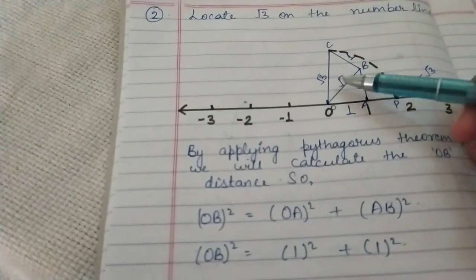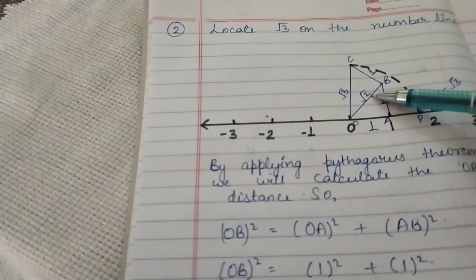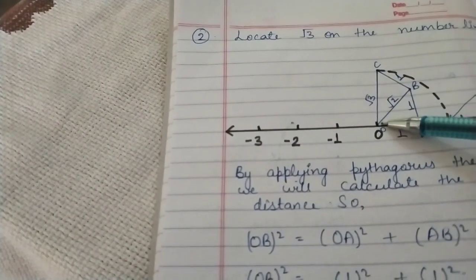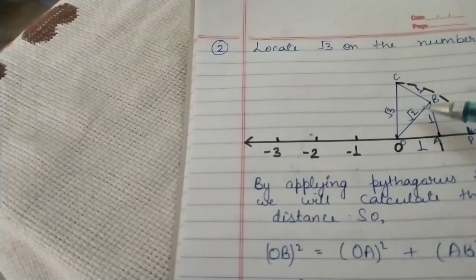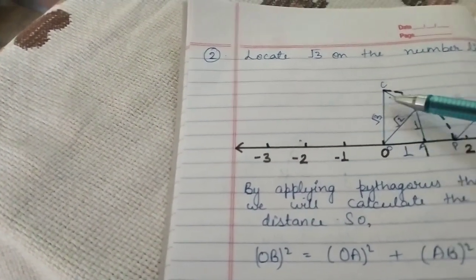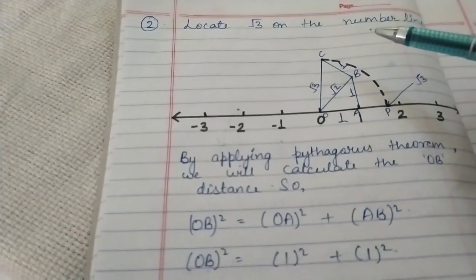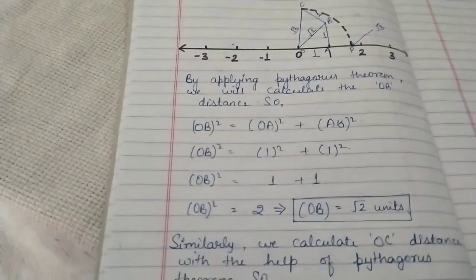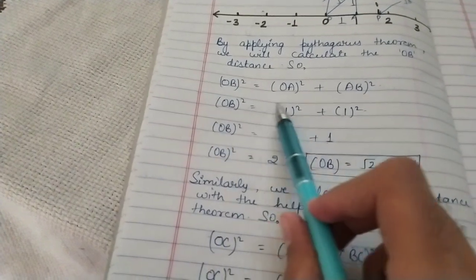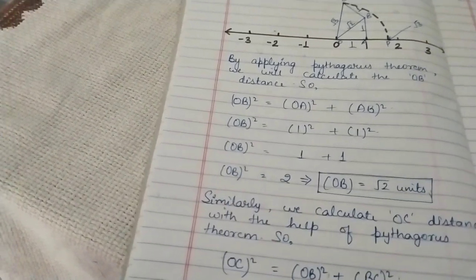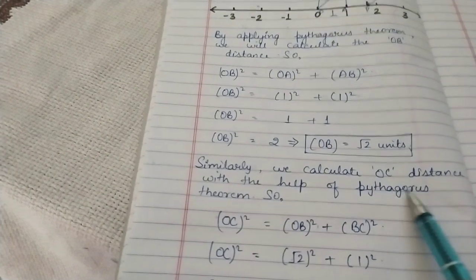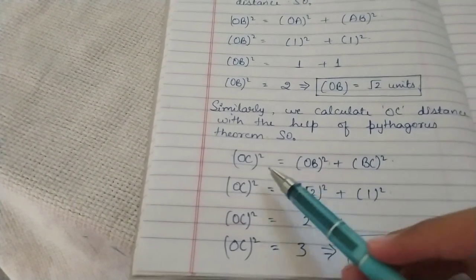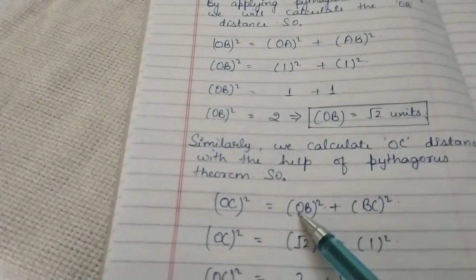Now with the help of Pythagoras theorem, OBC is our right angle triangle. OB is our base, BC is the perpendicular, and OC is our hypotenuse. First we calculated the OB distance previously; similarly we calculate this OC distance with the help of Pythagoras theorem. How does this OC distance come? OC square is equal to OB square plus BC square.